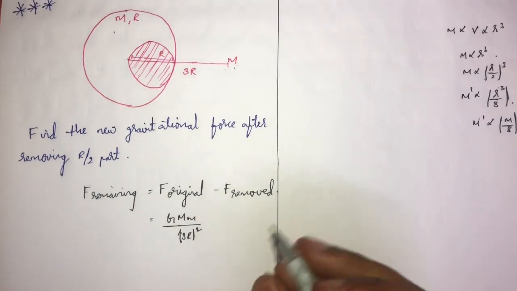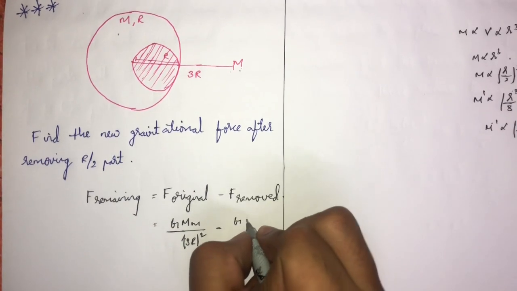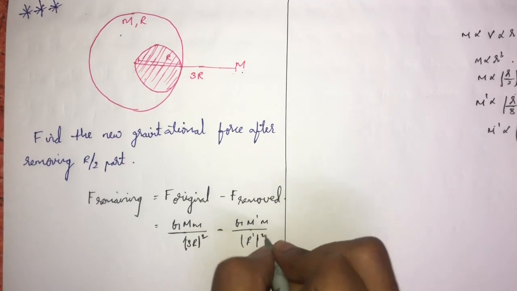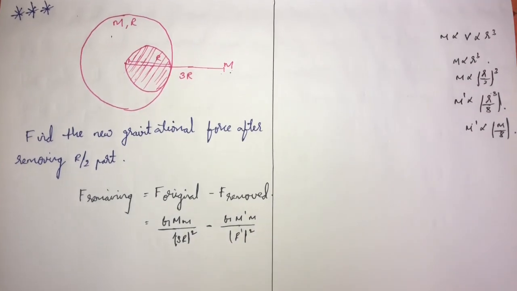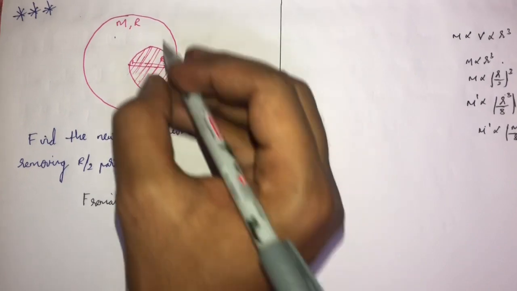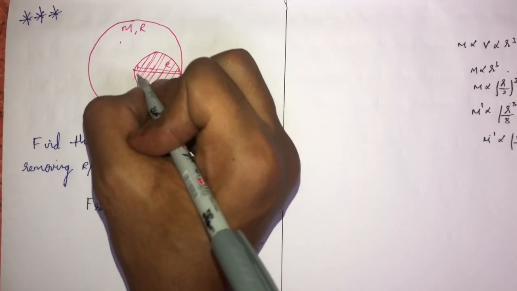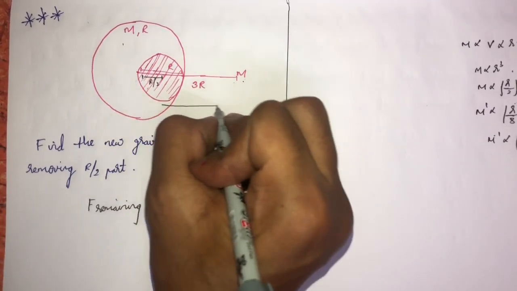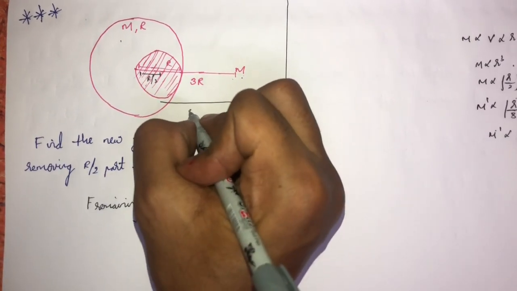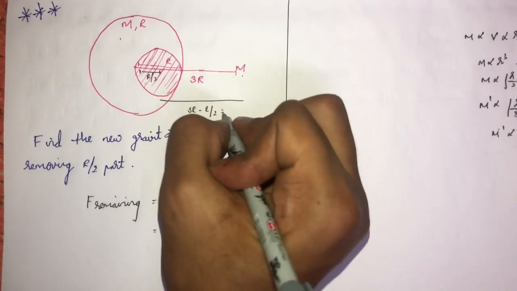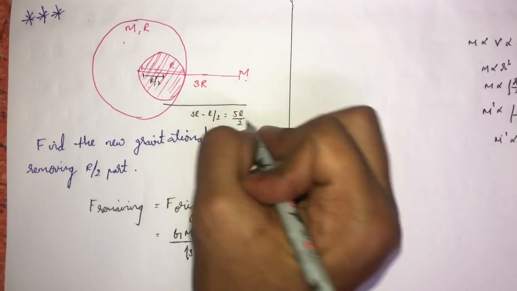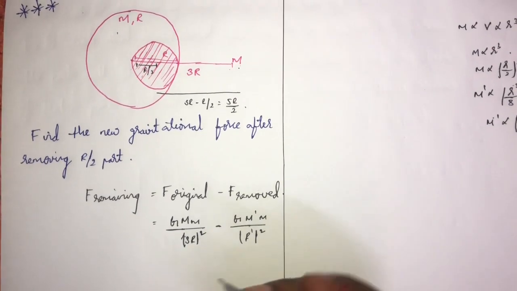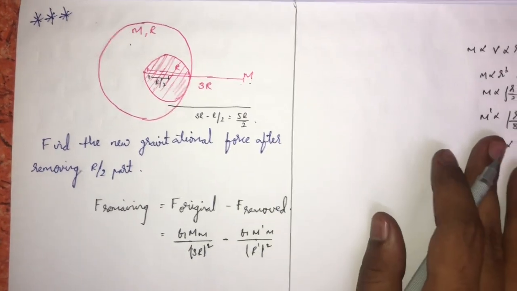So F removed will be equal to G m dash m by r dash whole square. The value of r dash will be: here this is r by 2, and the new distance from here to here will be equal to 3r minus r by 2, that is nothing but 5r by 2. So we know the value of m dash and we know the value of r dash.